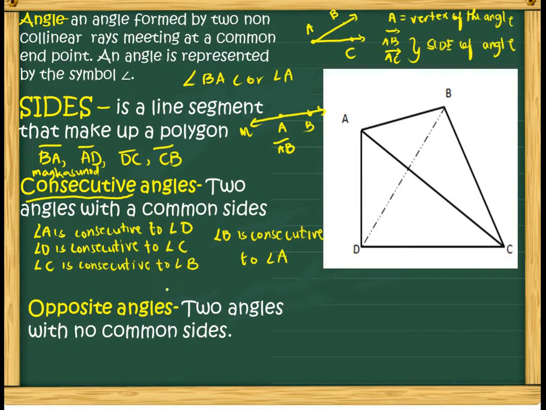Next, we have opposite angles. Opposite angles, these are two angles with no common sides. So, si angle A is opposite to angle C. Bakit? They don't have common side. Ang side na malapit kay angle A ay si side AB at si side AD. Samantalang kay angle C, side CB and side DC. Angle B is opposite to angle D. Bakit? Yung side na malapit kay angle D is si side DA and side DC. While kay angle B ay si side BA at si side BC.